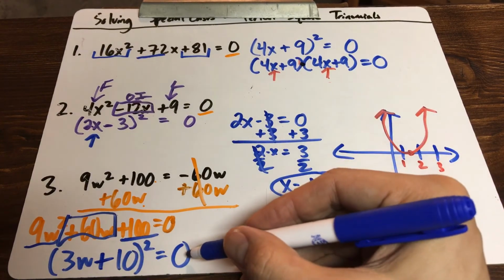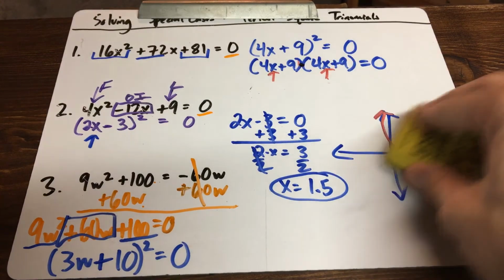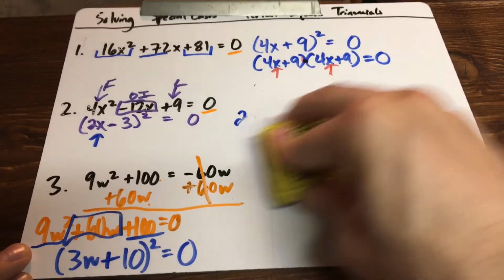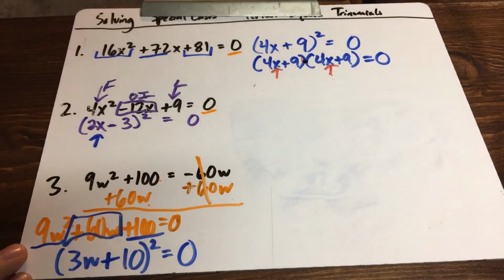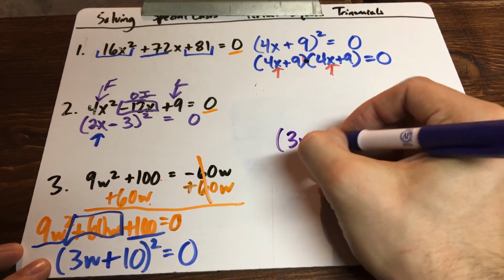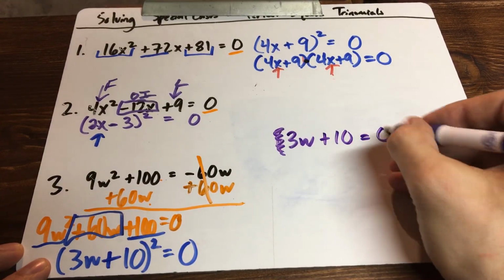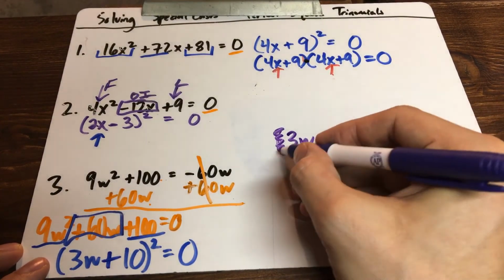And now I have an equation. I have it equaling 0. So what number would I plug in to make this equation equal 0? Well, if I can't do it in my head, and most people are not maybe the best at doing that in their head, just take 3w plus 10 equals 0, and work it out. So ignore the parentheses.